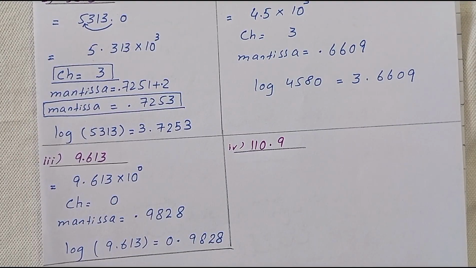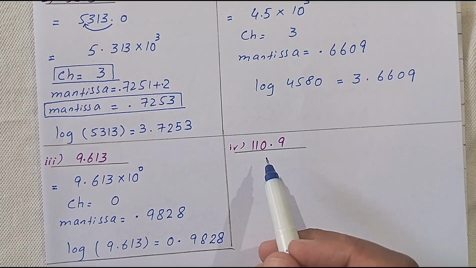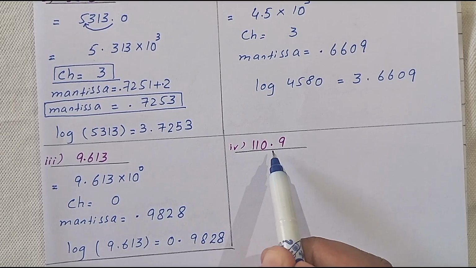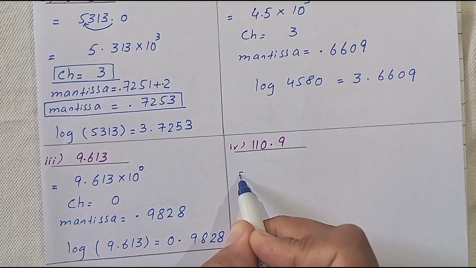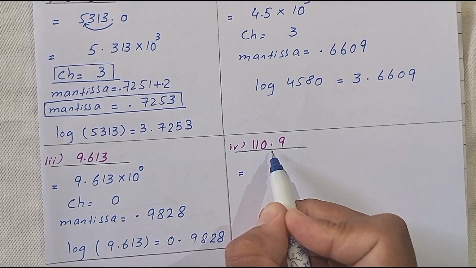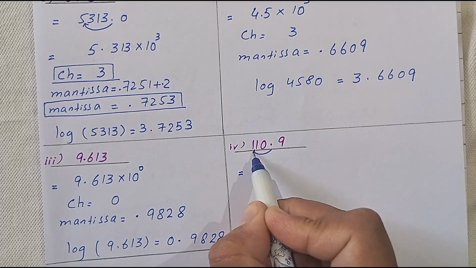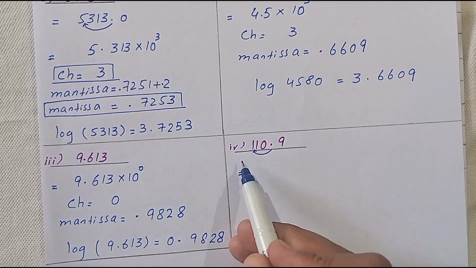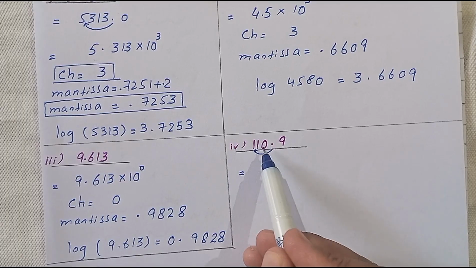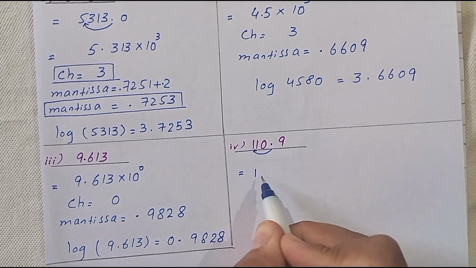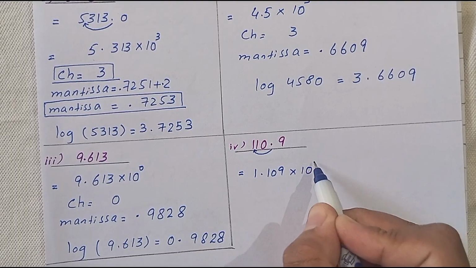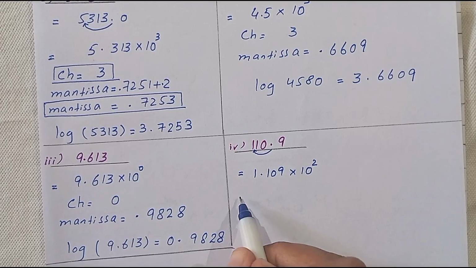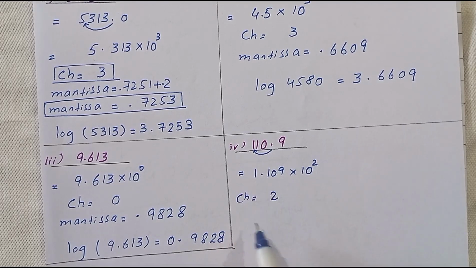In the fourth part, the number given is 110.9. We have to find the log of that value. First, we write it in scientific notation, as the condition is that the decimal should be after the first left-hand non-zero number, that is 1. To move that decimal after the first non-zero number 1, as we move to the left side the power is positive, and counting the number of digits 1, 2. So in scientific notation we write it as 1.109 multiplied by 10 to the power of 2. From this the characteristic equals 2, and the mantissa.